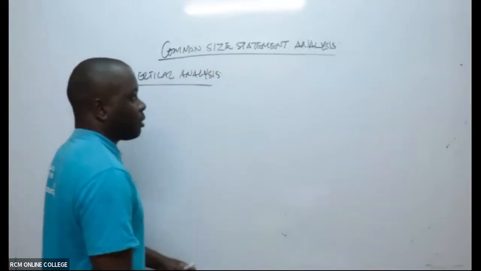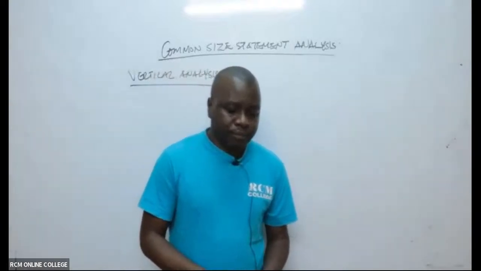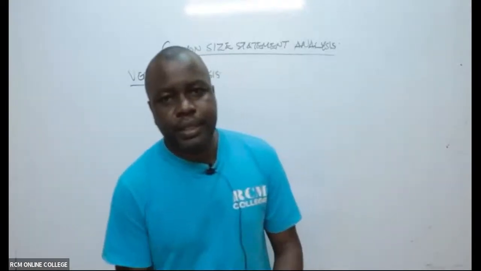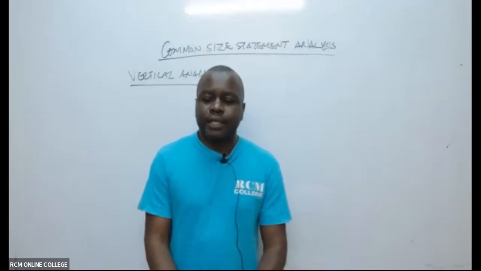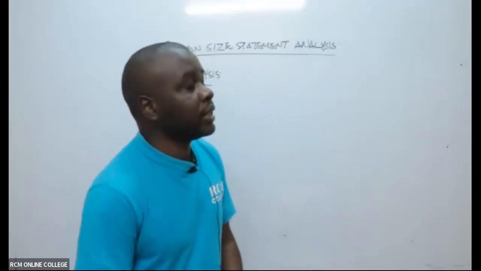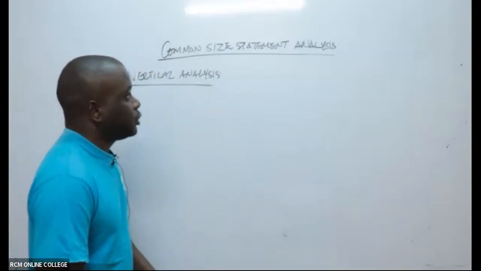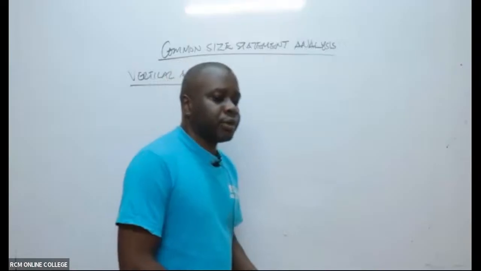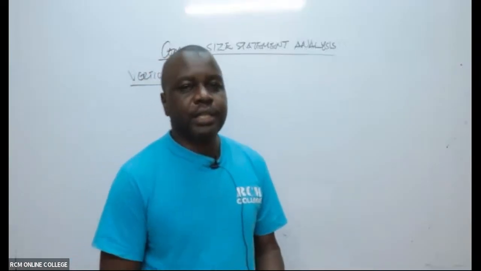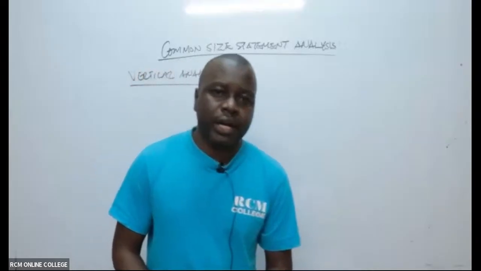So whereby we said under common size statement analysis is where you present the financial statements in percentages. So you identify a base, then of course you convert the other items in the financial statements to a percentage. So we said under the common size, in this case, we can have two ways. We can have vertical analysis and we can have horizontal analysis.